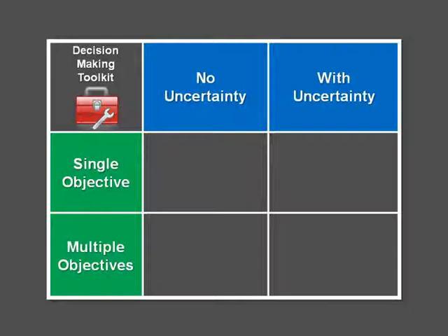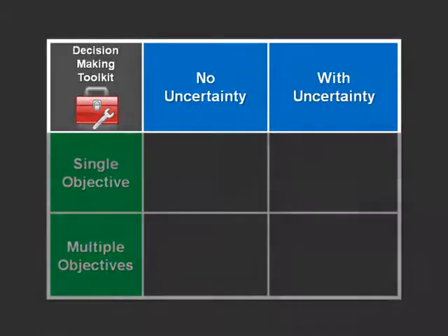Or is it that there's a whole bunch of competing objectives and I need to figure out a way to balance those? There's different tools that you would use in those two settings. Now, in truth, I think all our problems are multiple objective problems. But sometimes one of the objectives is so dominant that we can largely focus on that single objective and treat the other ones as constraints or as secondary considerations.